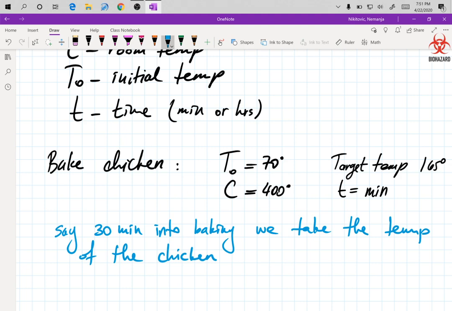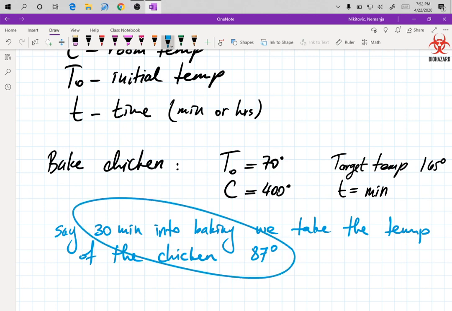you stick that thermometer in, and you measure that the temperature of the chicken is, let's say, now 87 degrees, whatever. This is the piece of information, 30 and 87, that we have to know to calculate K. Because K, as I said, is the constant that mushes a lot of different things inside.